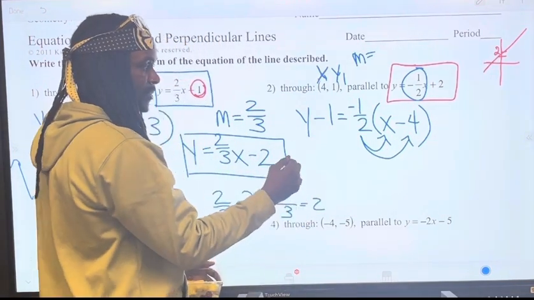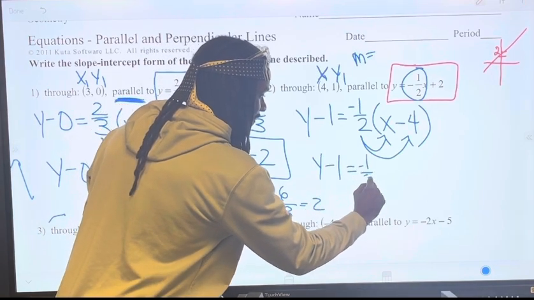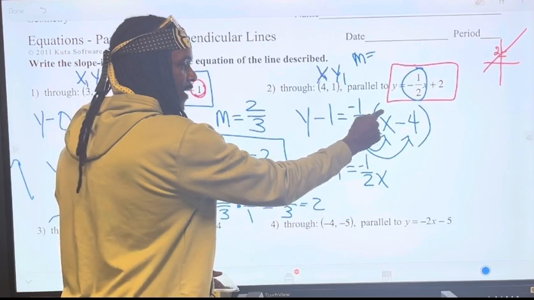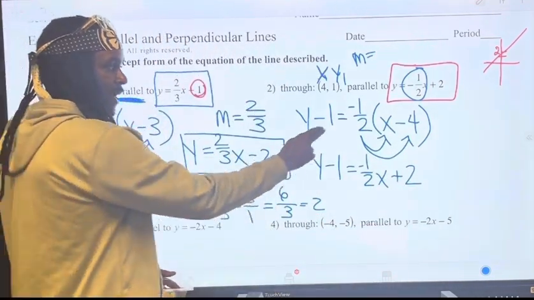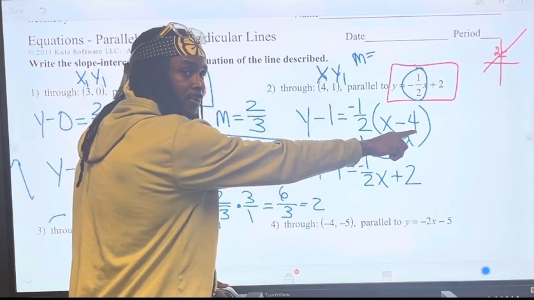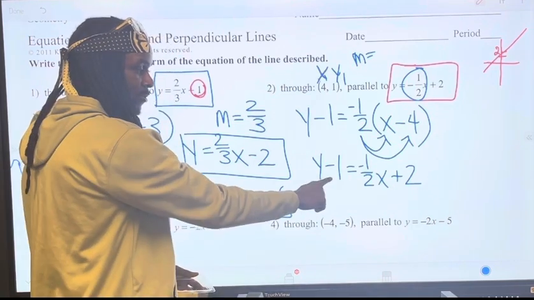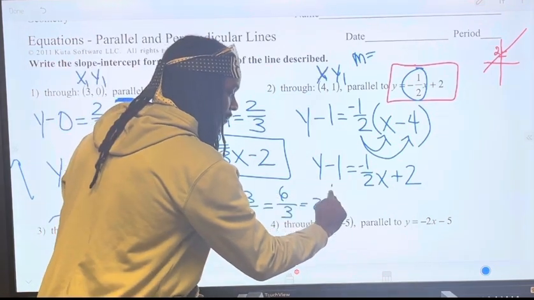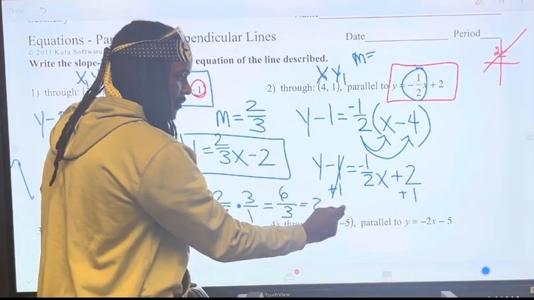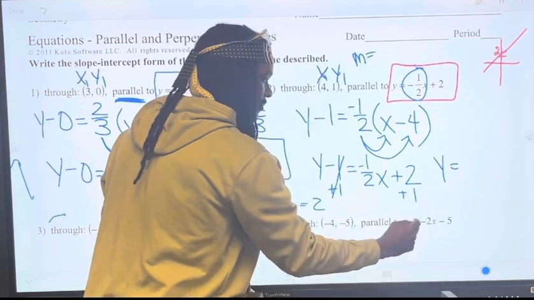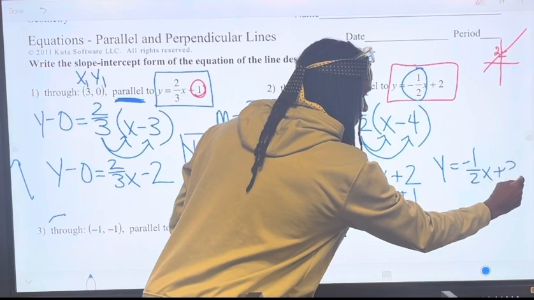So now this becomes y minus 1 equals negative 1/2 x, negative half and negative 4 gives positive 2. You see how I got that with negative 1/2 and negative 4? Negative times negative is positive, half of 4 is 2. Then what are you going to do with this 1? Bring it over. The 1's cancel. This now becomes y equals negative 1/2 x plus 3. That's your answer.